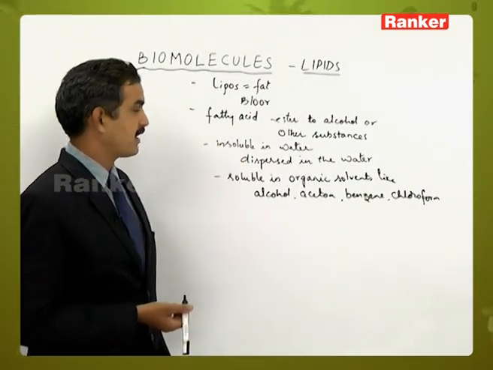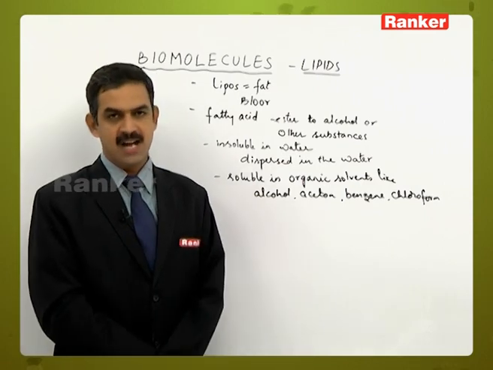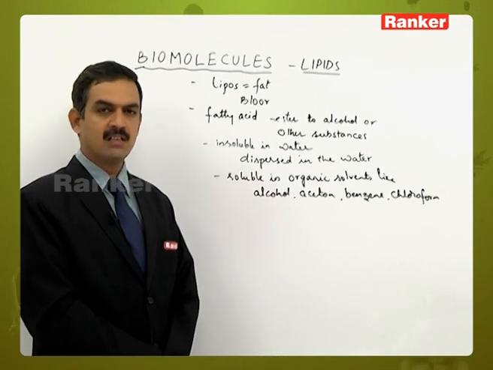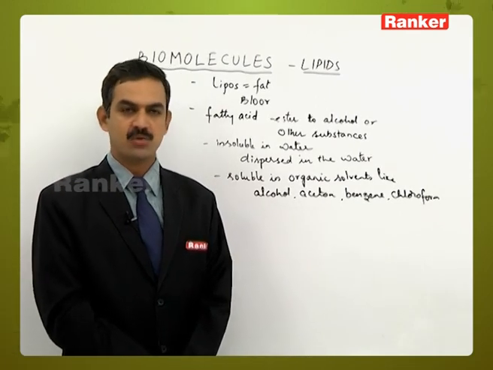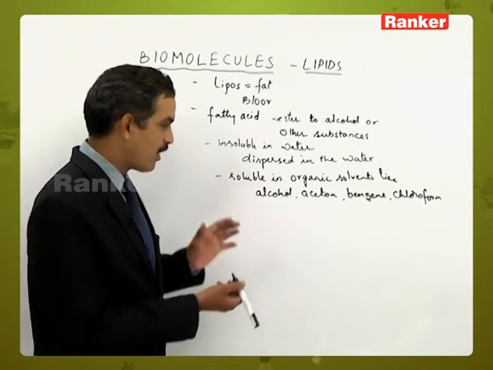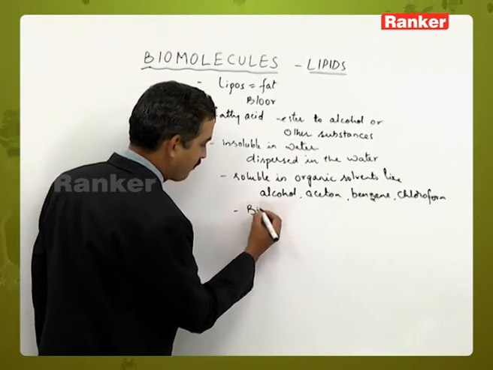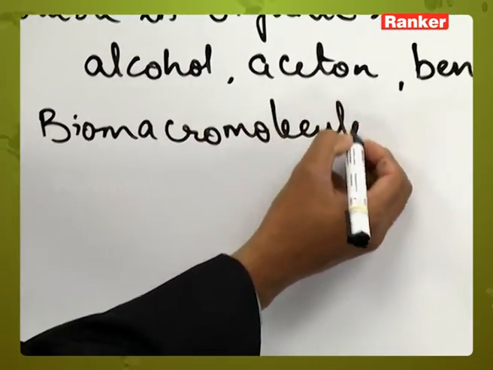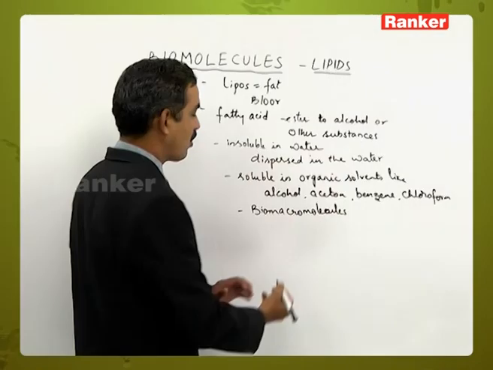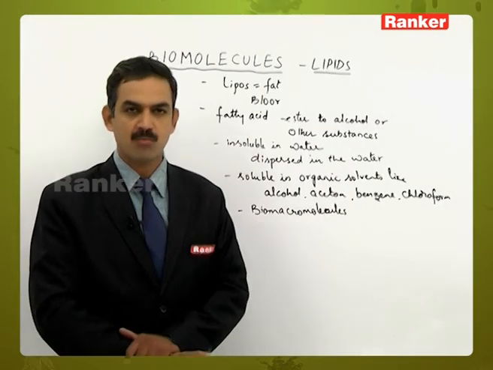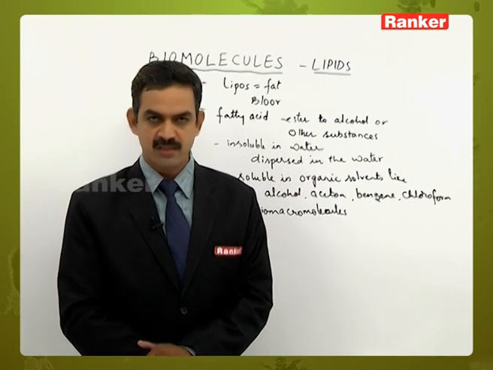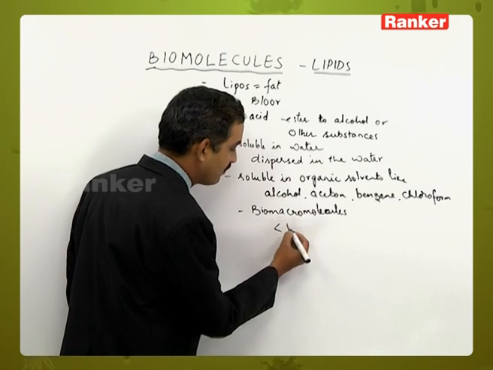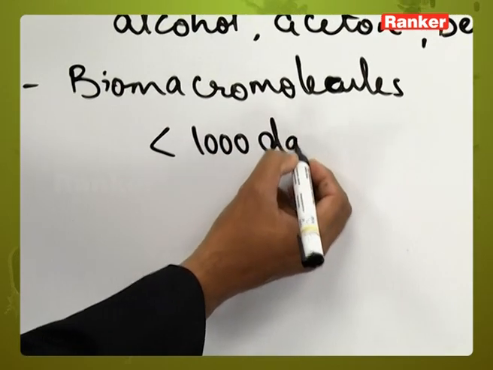So this is the basic information related to the lipids, and as we know, these are the macromolecules or biomacromolecules which have a molecular weight less than 1000 daltons. As we have discussed, these are part of biomacromolecules. But when do we say that an organic compound is a biomacromolecule? If it has a molecular weight more than 1000 daltons, but this one has a molecular weight less than 1000 daltons.